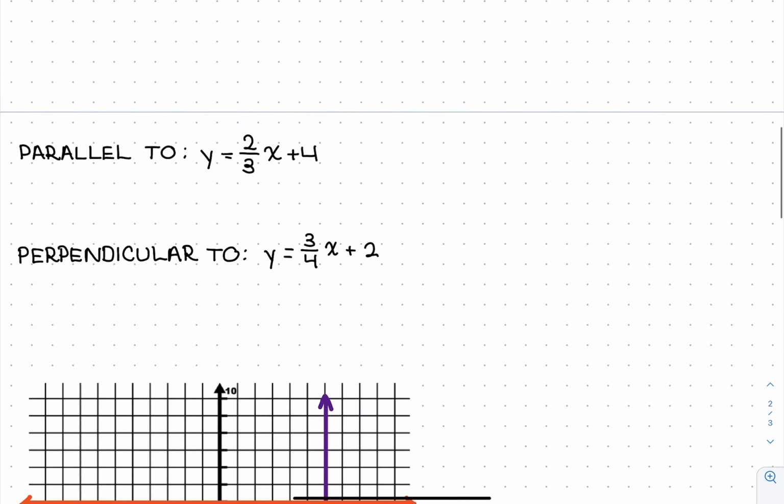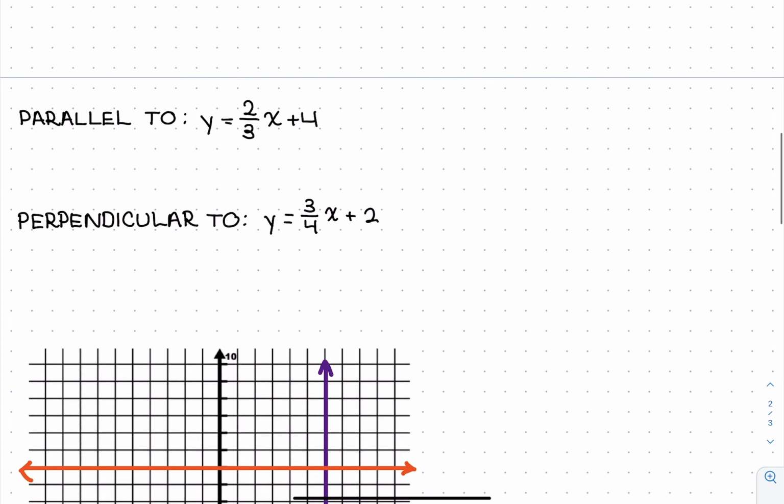Okay. Next, we're going to just take a quick look at if you're asked to find a line that is parallel to something or perpendicular. So they're asking for a line that's parallel to 2 over 3x plus 4. What's important to understand is when we have a parallel line, the slopes are the same.